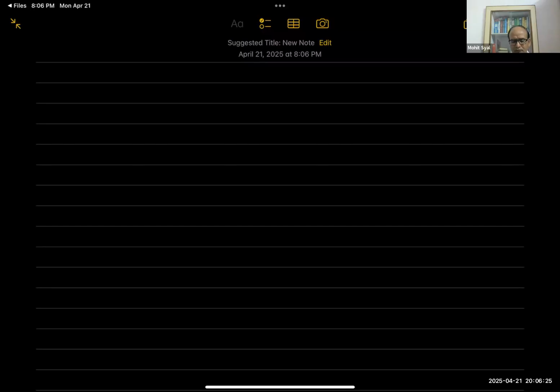Nucleus, atomic mass. How do you write the symbol of an element? You have studied this. Suppose this is sodium. How do you write it? 11 and 23. So what does this 11 mean, and what does this 23 mean?